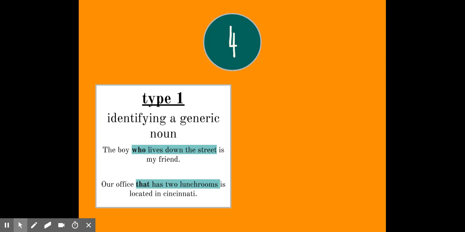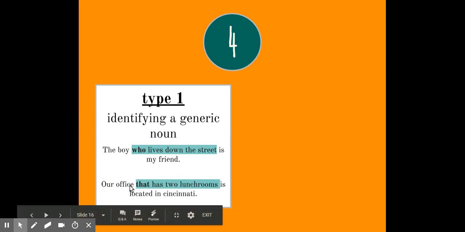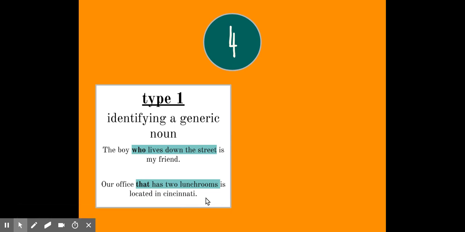Our office that has 2 lunchrooms is located in Cincinnati. This actually makes it sound like we have more than one office, right? Maybe there's an office in New York. Maybe there's an office in Chicago, LA, right? But the one that has 2 lunchrooms is located in Cincinnati, right?